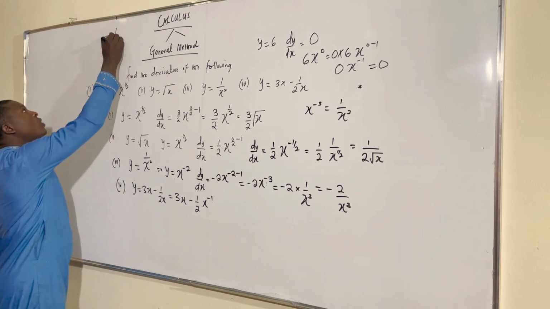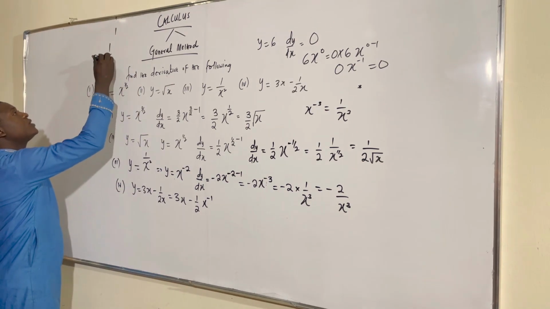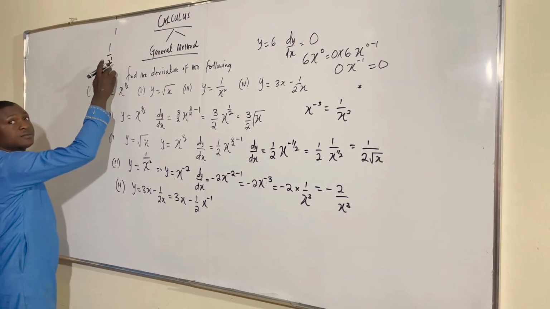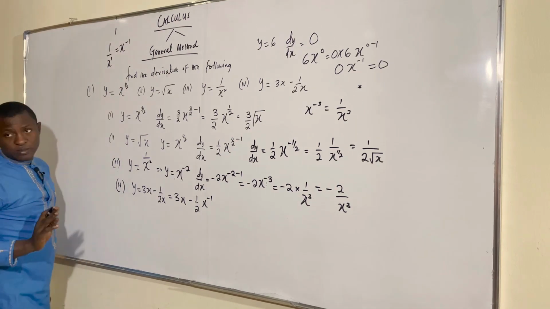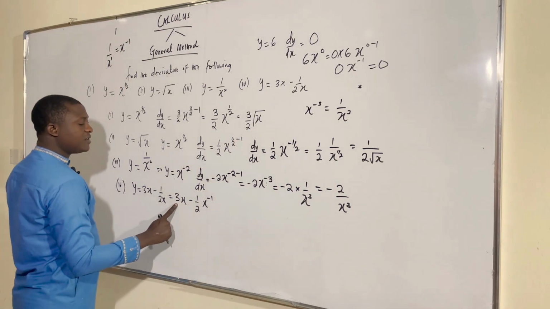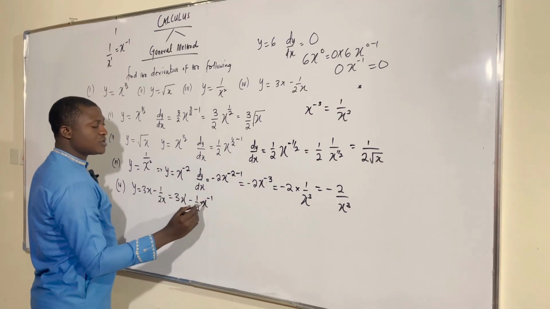If I have 1 over x, for example, the power we have there is 1, right? So the moment I change it, it's going to be x raised to the power of minus 1. Now, since I have 3x, the power of this one, 2, is also 1. So let's differentiate this one now.